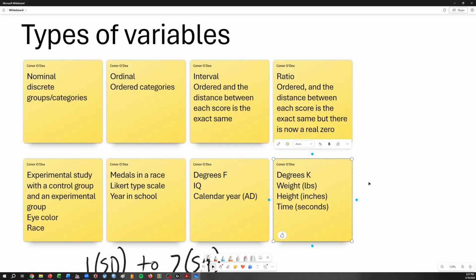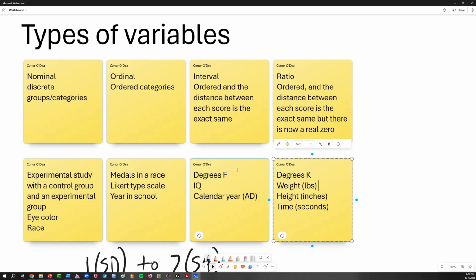The answer is yes. But degrees Fahrenheit, while the distance between 31 and 32 is the same as the distance between 74 and 75, 70 degrees Fahrenheit is not twice as hot as 35 degrees Fahrenheit. 50 degrees Fahrenheit is not twice as hot as 25 degrees Fahrenheit. You might not have ever thought of it like that, but the reality is that it isn't. When we look at calendar year AD, 2000 is not twice of 1000 because there existed time long before the calendar year AD.